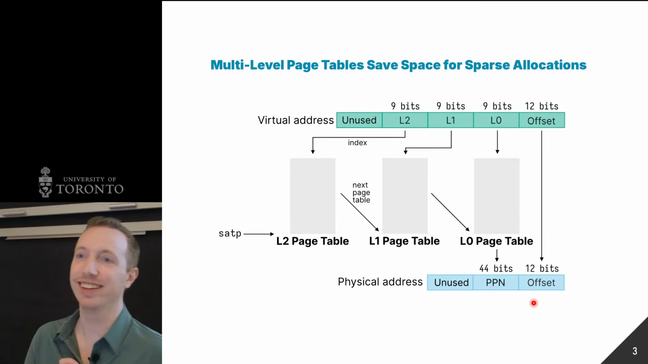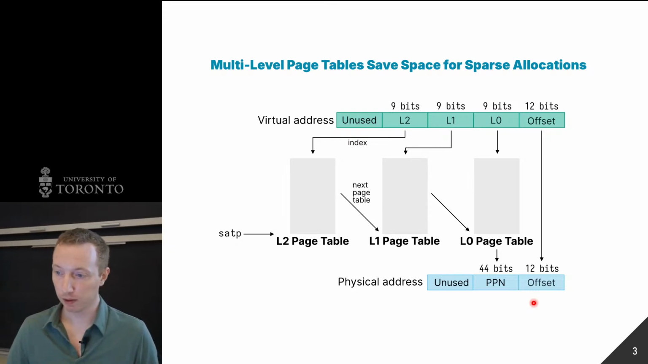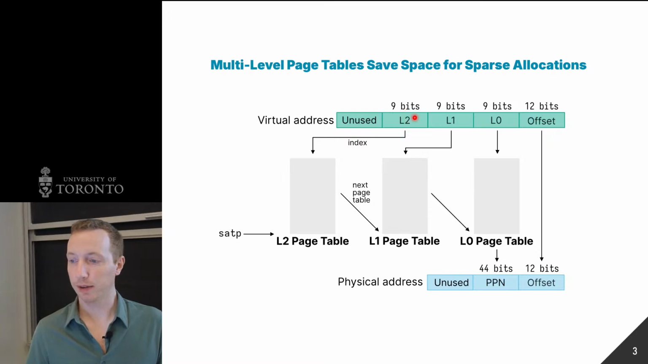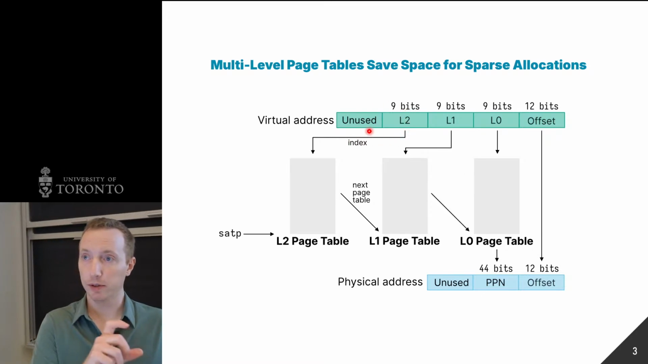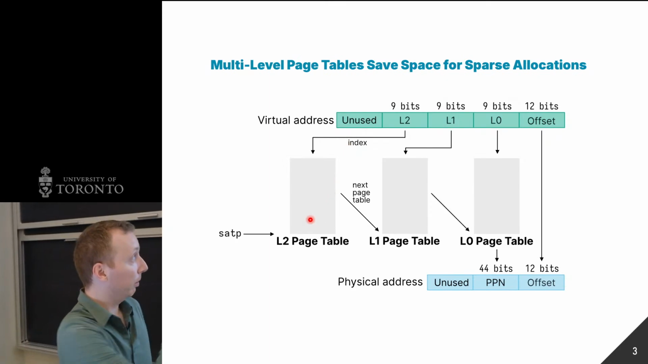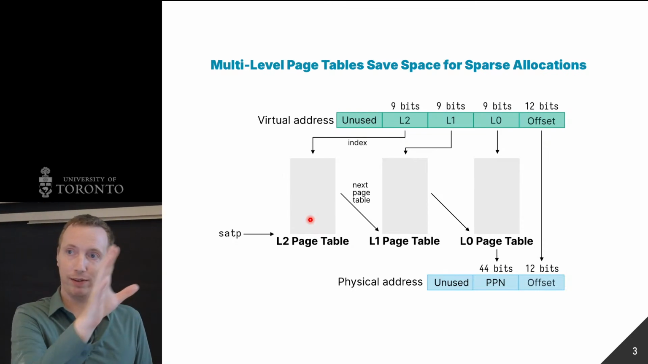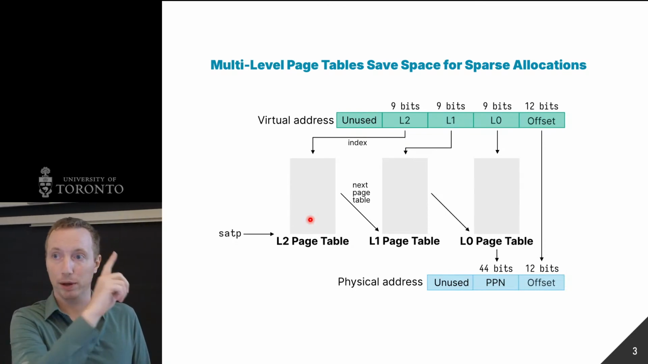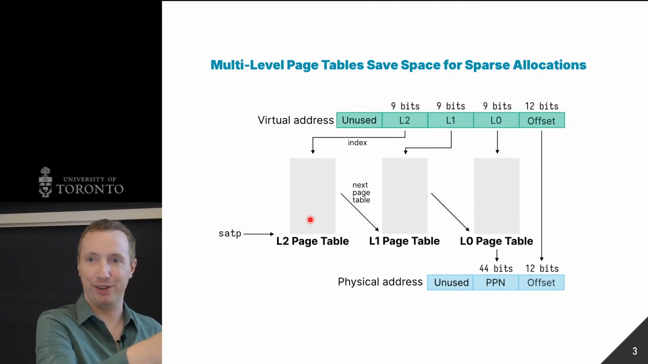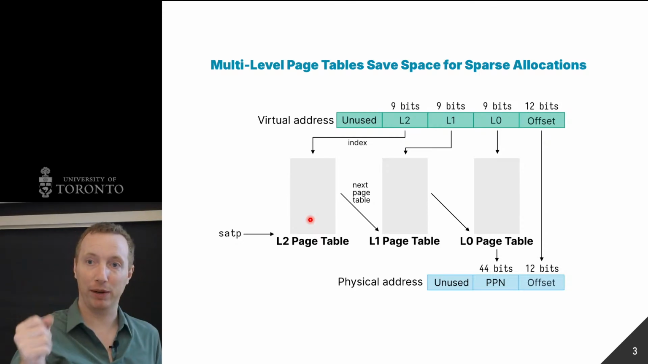Sorry, the L2 page table points to the entry in the L1 page table? So for the L2 page table, which entry you access depends on the bits here, just like before with a single page table. But before, the entry told us what physical page this virtual page mapped to. Now in this case, it tells us what physical page the L1 page table is on. So it tells us which page table we need to access.